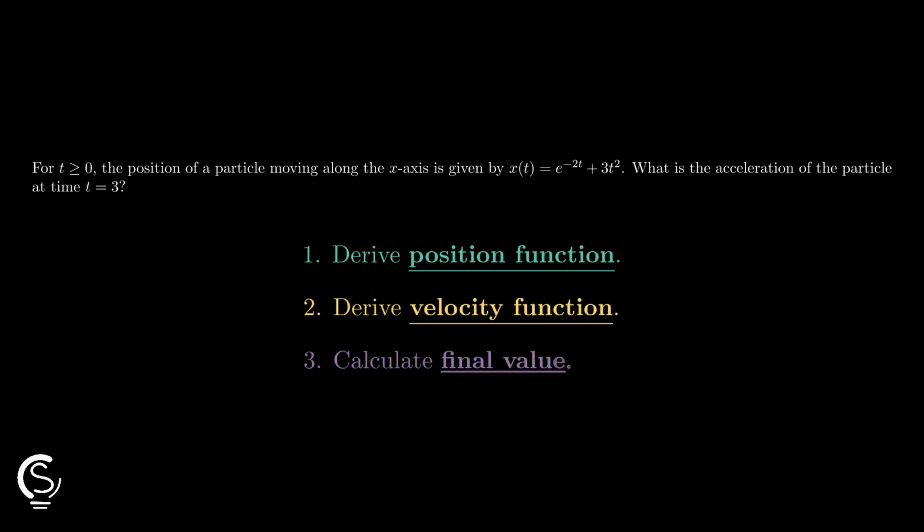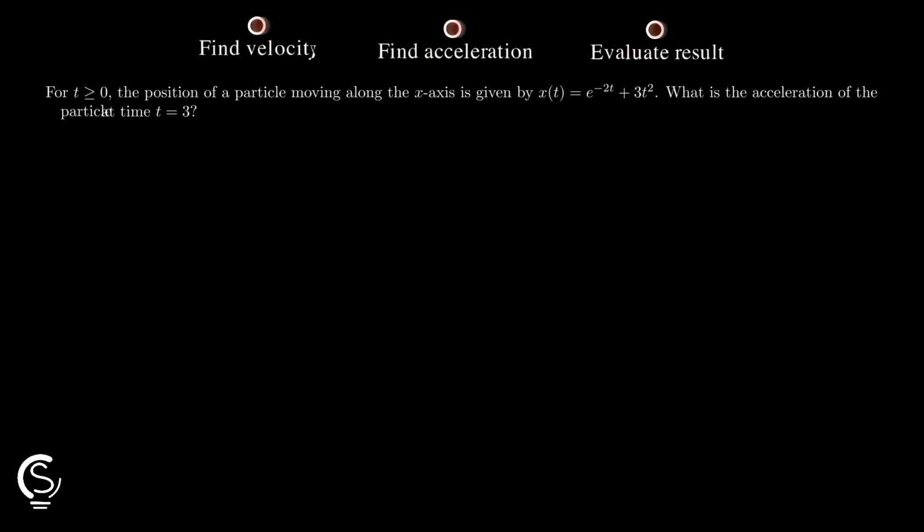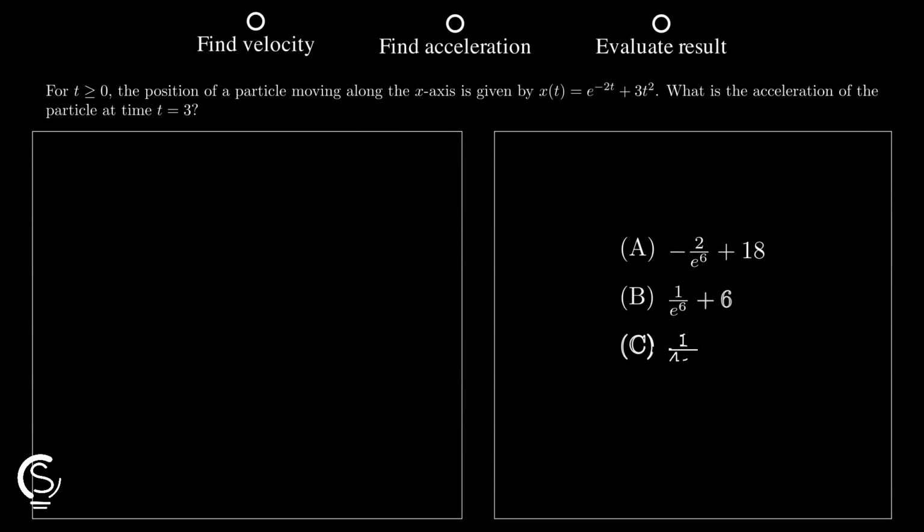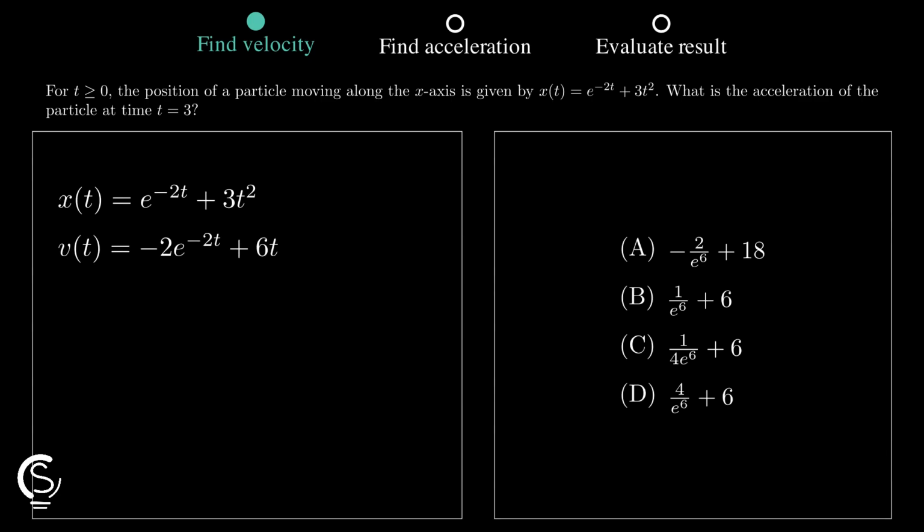Let's go! Calculus problems involving position functions are actually super simple if you follow these 3 quick steps to find velocity, acceleration, and the final value right now. First, we find the velocity by taking the derivative of position. The derivative of e to the negative 2t is negative 2e to the negative 2t plus 6t.